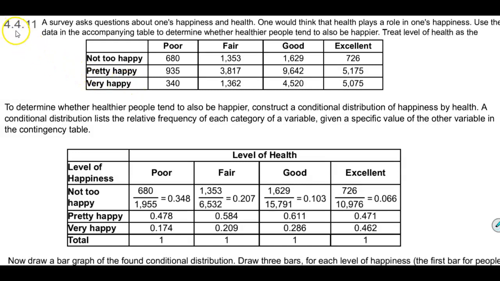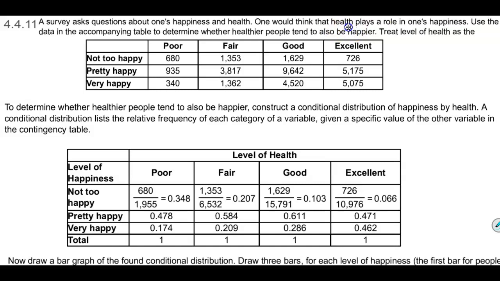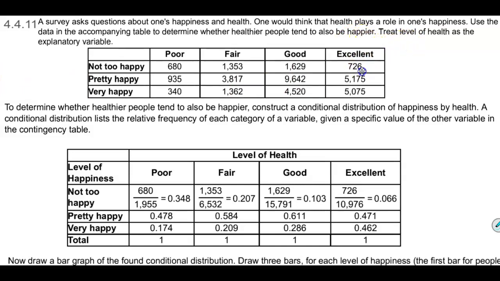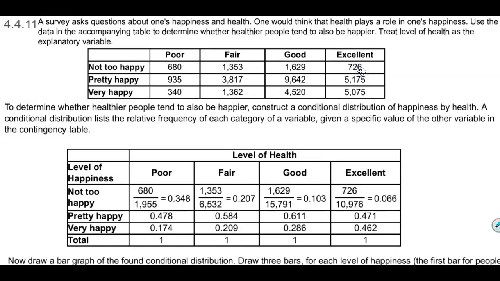Now for section 4.4.11, a survey asks questions about one's happiness and health. One would think that health plays a role in one's happiness. Now use the data in the accompanying table to determine whether healthier people tend to also be happier, and treat level of health as the explanatory variable.